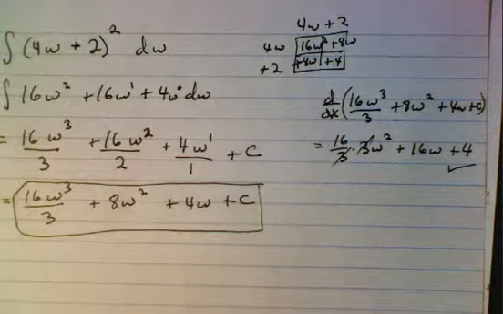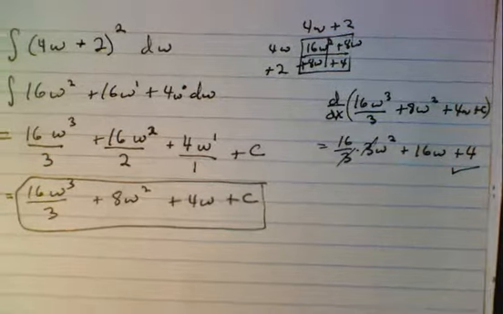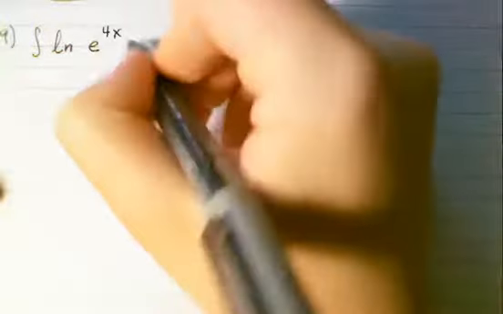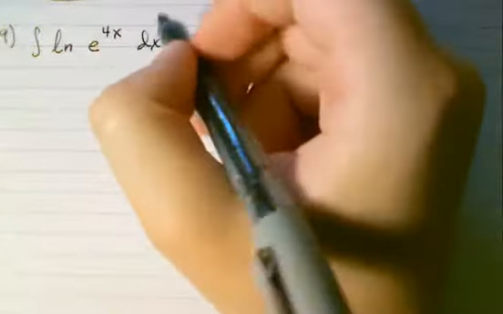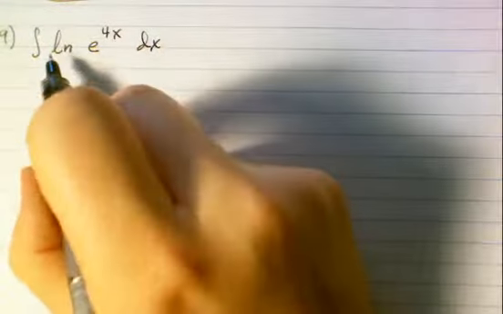There are 2 final problems, and then there's an optional set of problems. So these sometimes show up. The antiderivative of the natural log of e to the 4x. Now for this one, we kind of know there's a trick, because we don't really know the antiderivative of the natural log. I mentioned it to you, but it's not something we really work with.